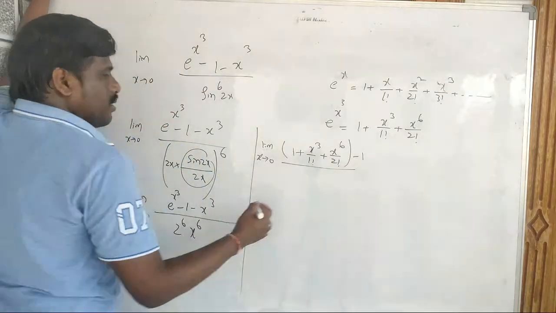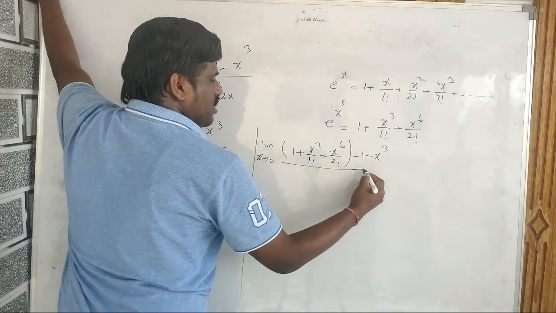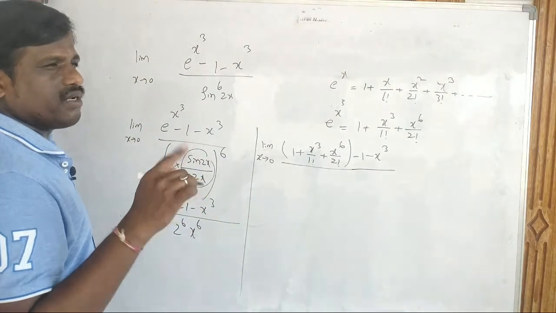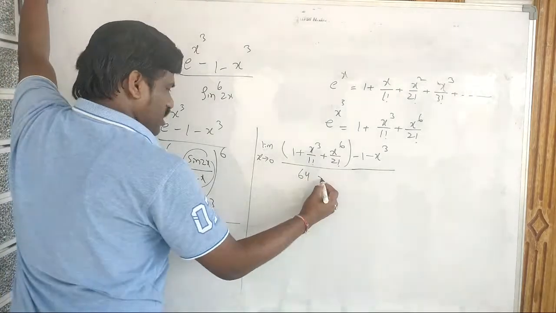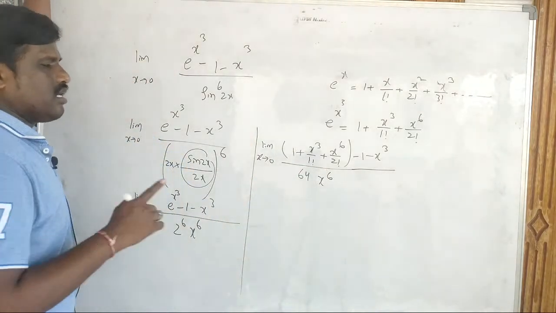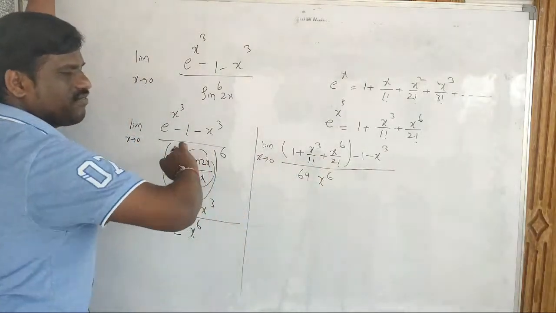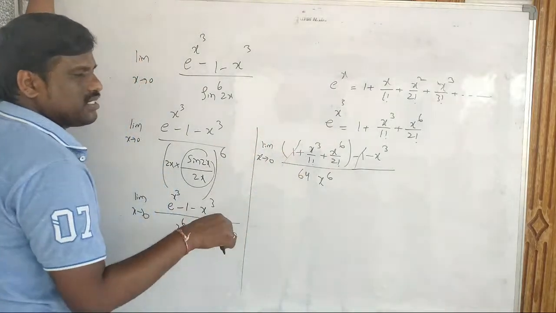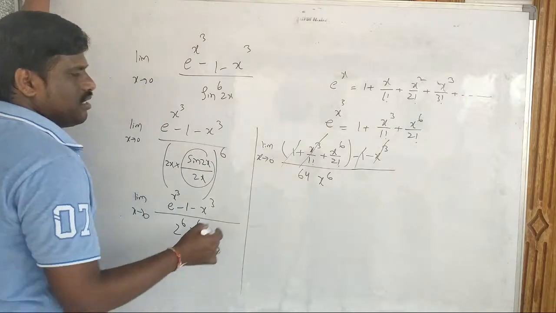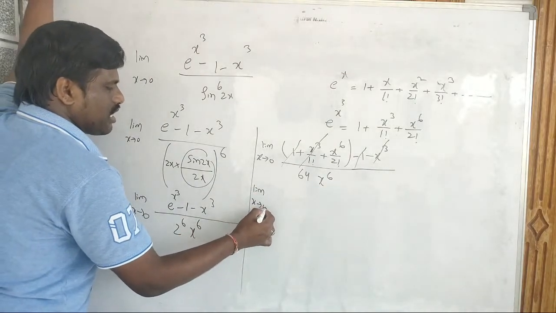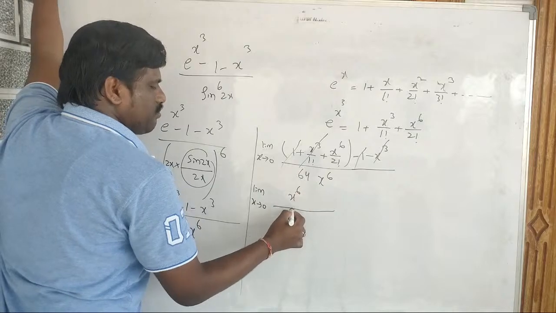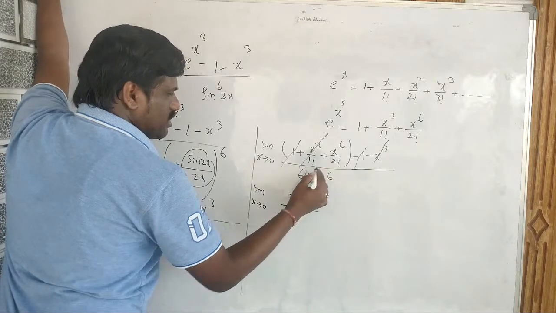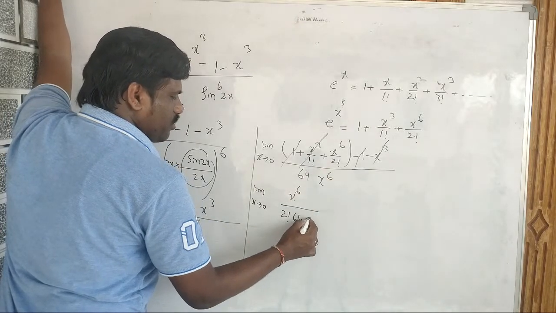minus 1 minus x cube divided by 2 power 6, means 2 power 5 you know 32, 2 power 6 is 64, 64 into x power 6. Now this plus 1, this minus 1. See here, if I open the bracket, this plus 1 minus 1 cancel. This x cube by 1 factorial means x cube. This x cube cancels. So limit x tending to 0, what I am going to get here is x power 6 by 2 factorial. Okay, I can write as x power 6 by 2 factorial into 64 x power 6.